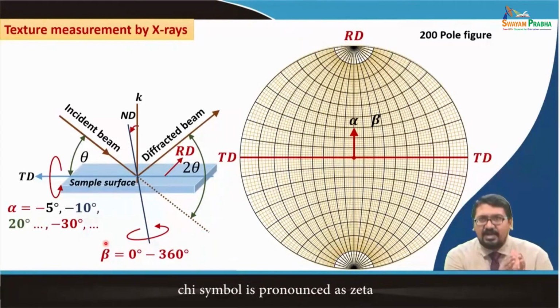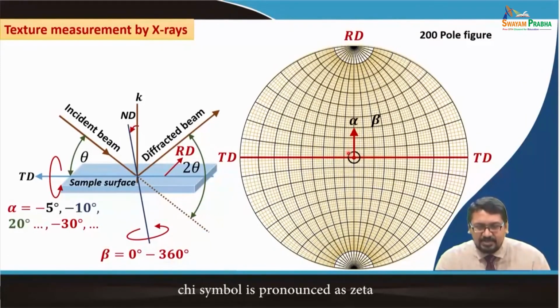Let us see what happens when alpha is rotated by minus 5 degree in the clockwise direction and beta rotates from 0 to 360 degree. You see that I am showing a small black colored circle in this pole figure. We are trying to draw a pole figure using this Wulff net.